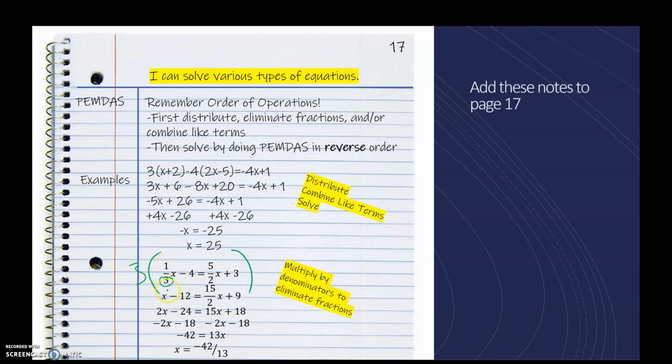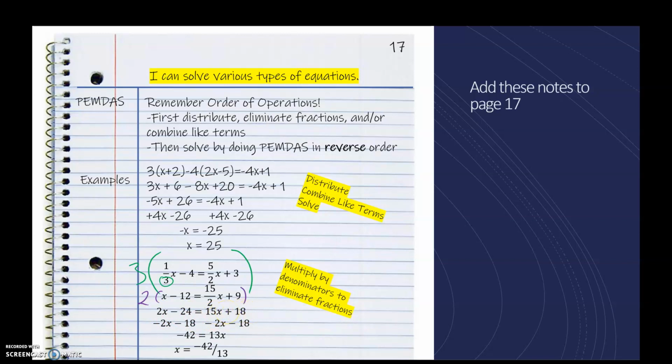3 times 1 is 3, so you get just 1x, so 3 over 3. 3 times -4 is -12. 3 times 5 is 15, so you got 15 over 2, and 3 times 3 is 9. And now we're just left with the fraction 15 halves. So what we do here is we're going to multiply all of this by the number 2. So that's how you get 2x, -24, and here the 2's cancel, so you just have 15x + 18.